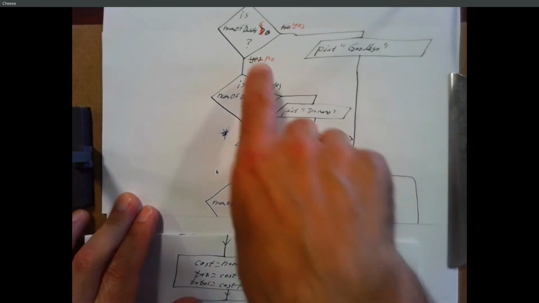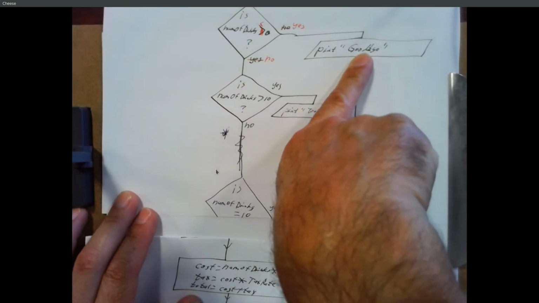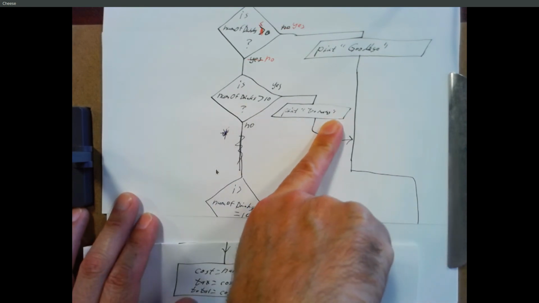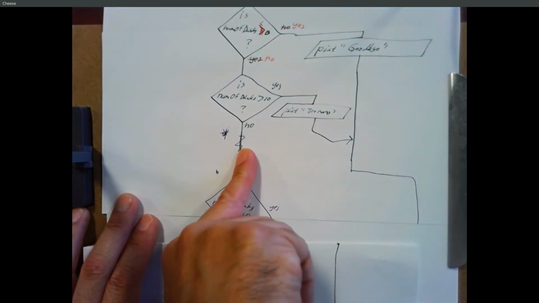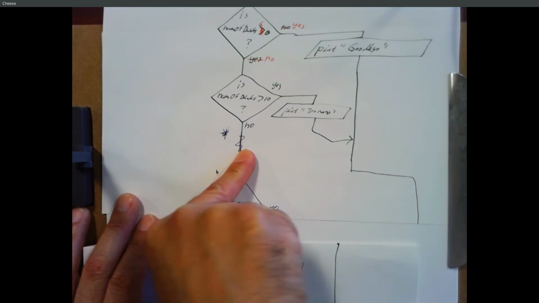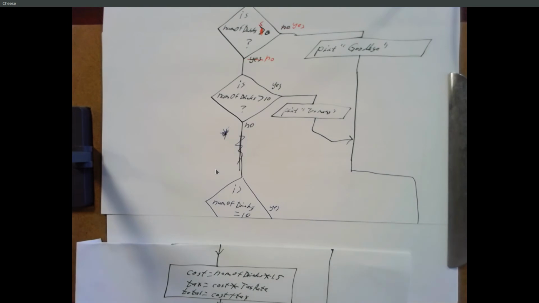So is the number of drinks negative? If it is, print goodbye. Is the number of drinks bigger than 10? That's too many. Can we throw a check right here and say, is the number of drinks a whole number? That's probably a reasonable place.